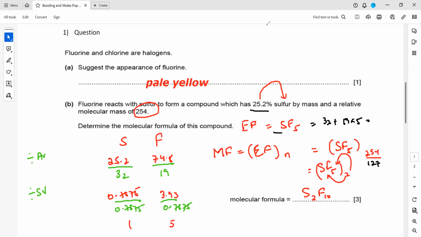So whenever they ask for the molecular formula, there are different ways. Sometimes a structure is given, so you count the number of atoms of each element, and that will be the molecular formula. But what if percentages or the mass are given to you? First you have to work out the empirical formula, and then use the empirical formula and the molecular mass to find the molecular formula.